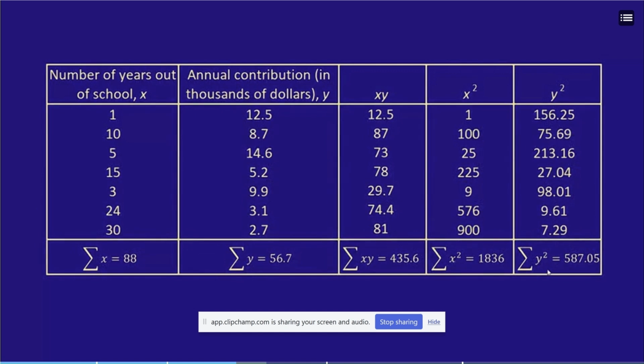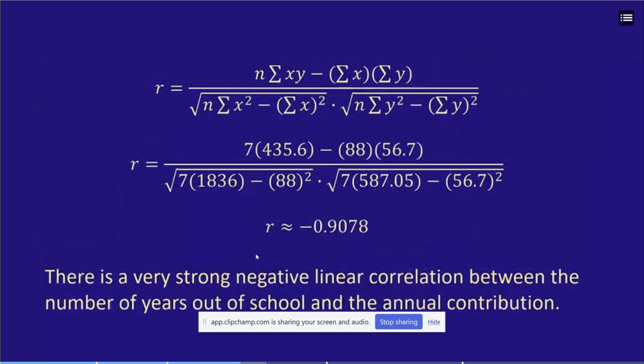And the sum of the y squareds is given to be the value 587.05. It's the sum of these columns that's used in the calculation of the correlation. So the correlation formula is repeated at the top of the screen, and then the correct numbers are substituted in.